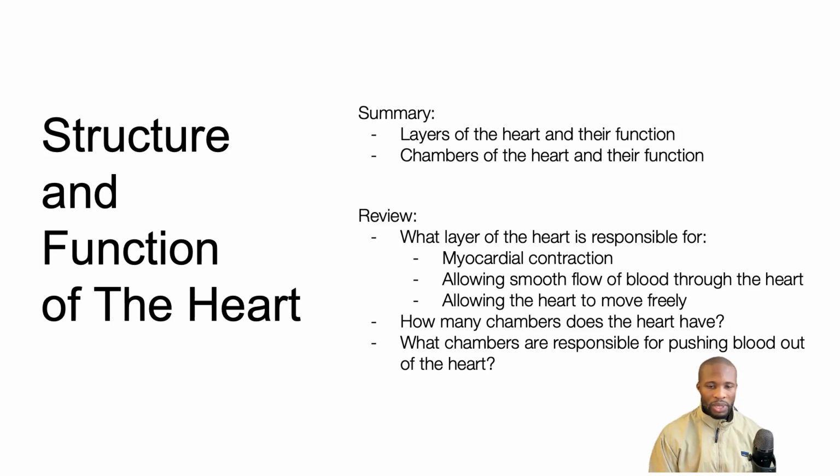So the easiest one you should be able to come up with is the first one. Myocardial contraction occurs because of the myocardial cells, and that lives in the myocardium. That's the layer where we see the myocardial cells. So that is the answer for the first one. And then allowing smooth flow of blood through the heart: the endocardium is what allows this smooth flow of blood, because remember, the endocardium is the most innermost layer.